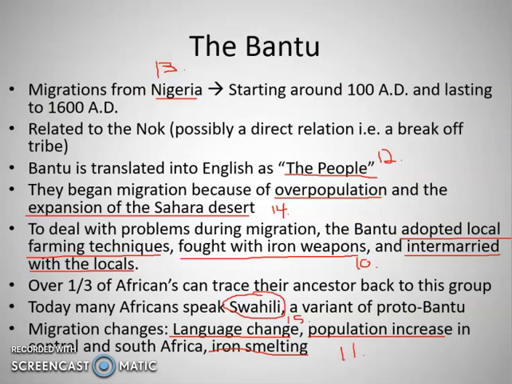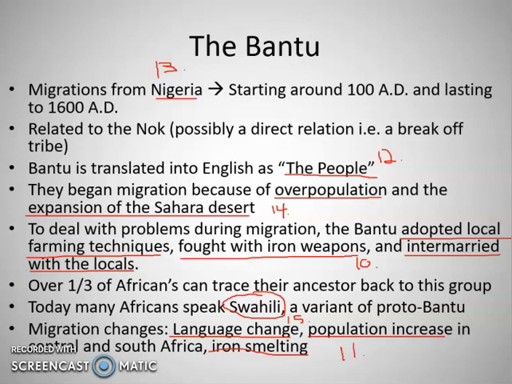So the Bantu came from Nigeria, as I said, possibly related to the Nok. The name translates to "the people," because most people in Central and South Africa trace their descent from the Bantu. They probably left Nigeria because of overpopulation, or maybe because the desert was expanding. But basically, for number 10, to deal with problems, they just adapted. They used local farming techniques, intermarried with locals, fought with their iron weapons, and used their iron tools to farm. When they were on cliff sides, they might have used terrace farming.